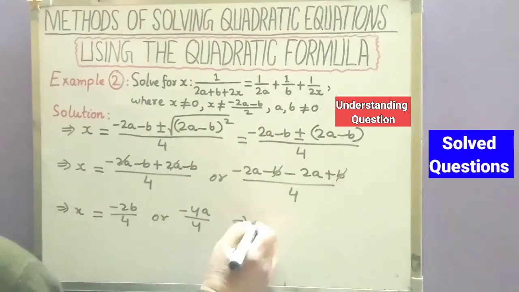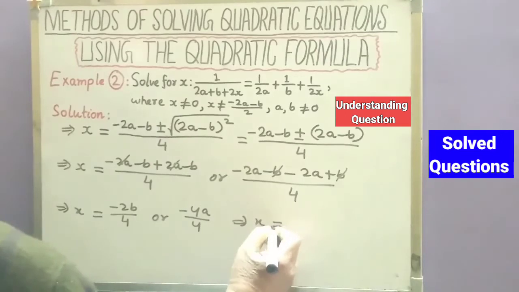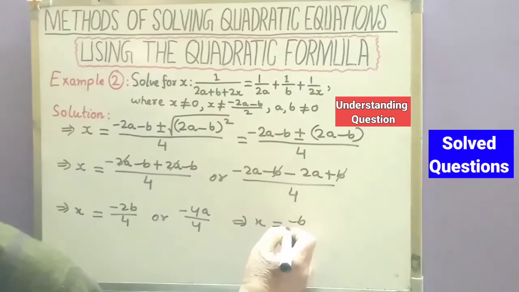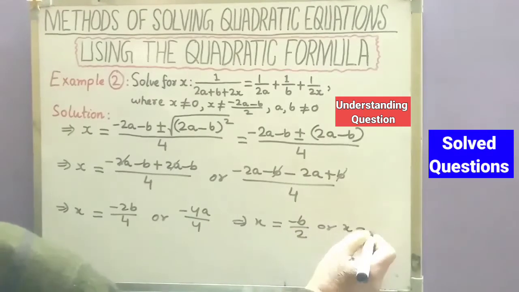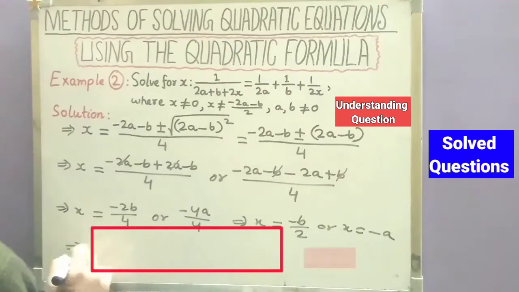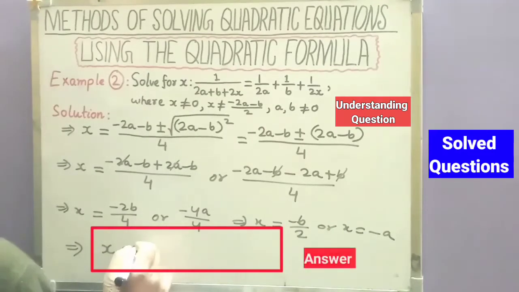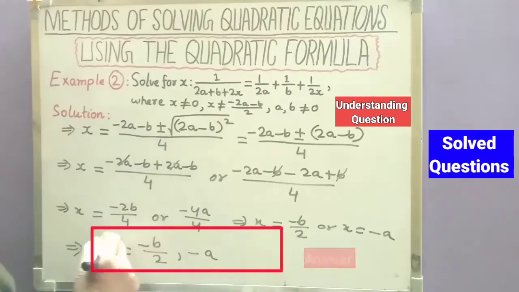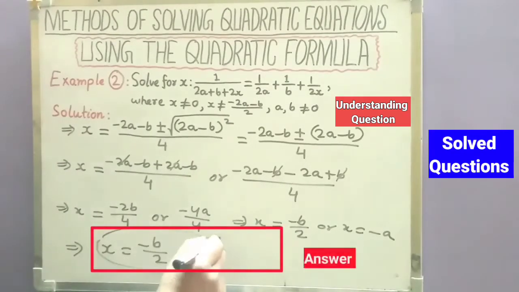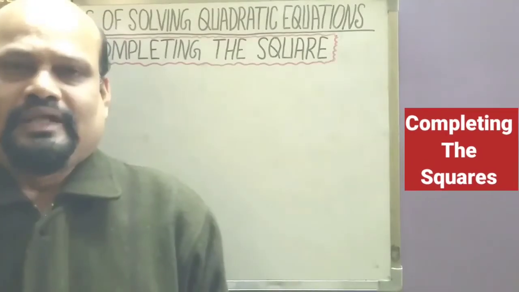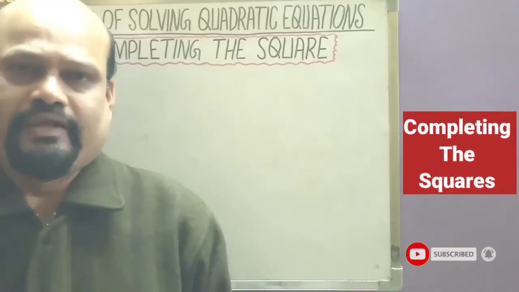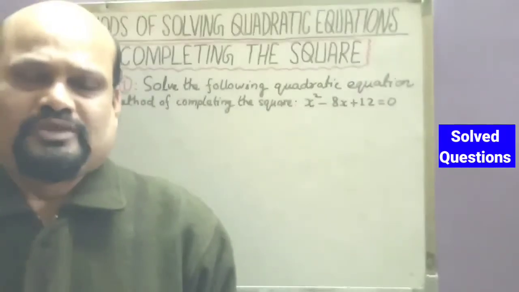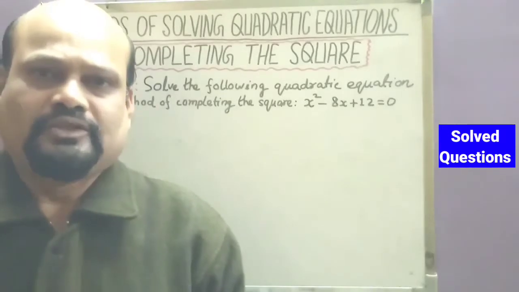That implies that x equal to −b upon 2, or x equal to −a. Hence, the values of x are −b upon 2 and −a. That's the answer. Now we know how to solve quadratic equations by completing the square. Now, let's solve some quadratic equations by this method.